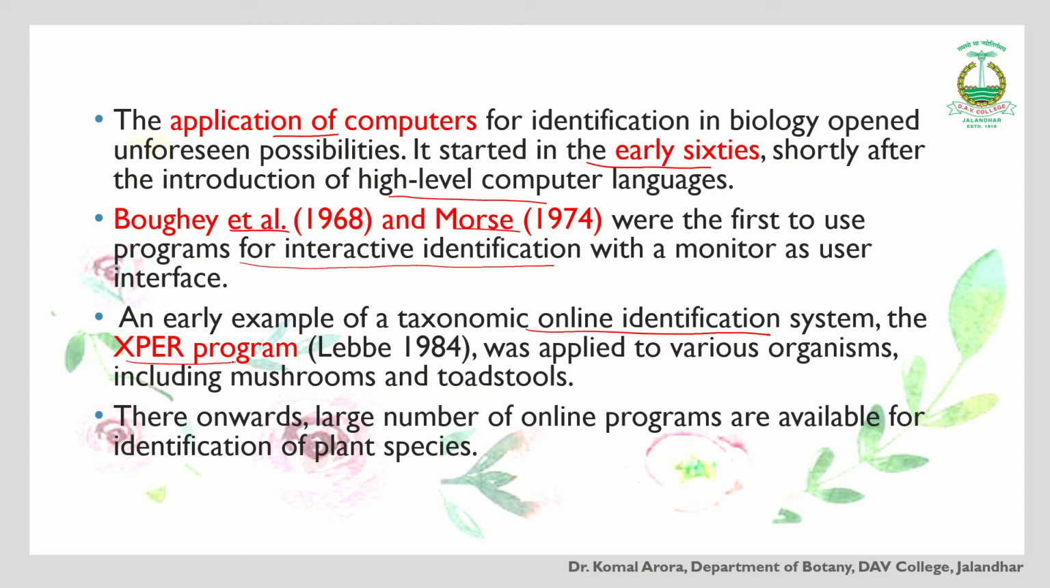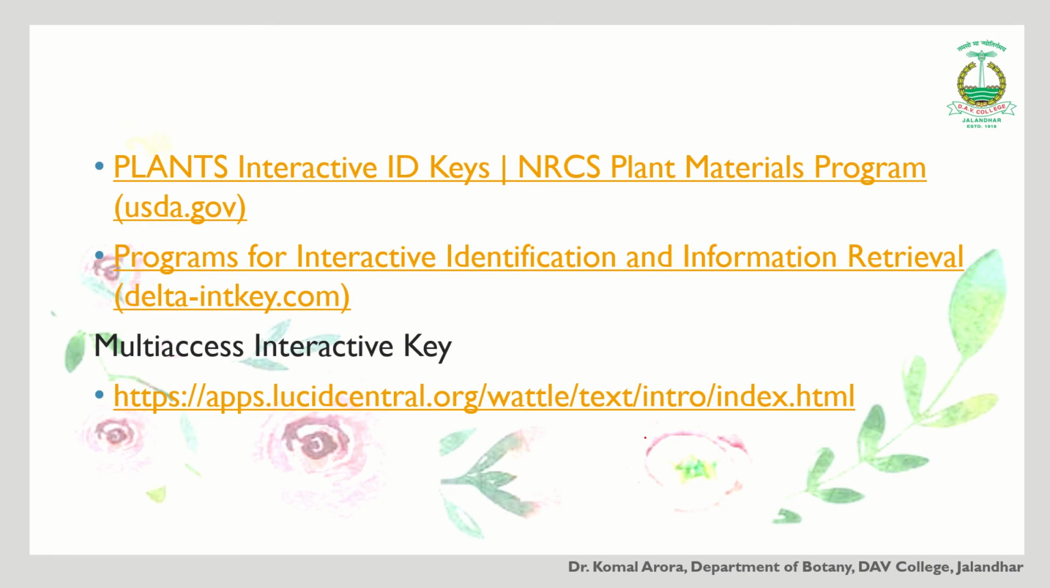Now, an early example of a taxonomic online identification system was a popular program, the Expert program, that was used, and it could be applied to various organisms, even to mushrooms and toadstools as well. So it was used for identification. Thereafter, a large number of online programs are available for the identification of species. The list is never ending. You have a number of programs which are being provided by various forestry departments, taxonomy departments, nomenclature boards, etc. So you can use that data, you can use that information and can easily identify your species of interest. So these are a few examples.